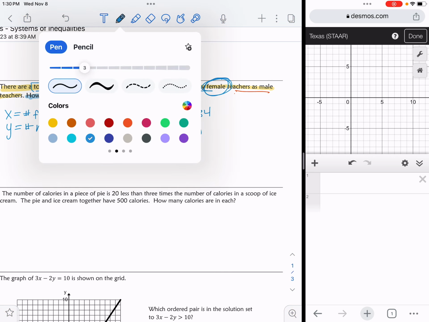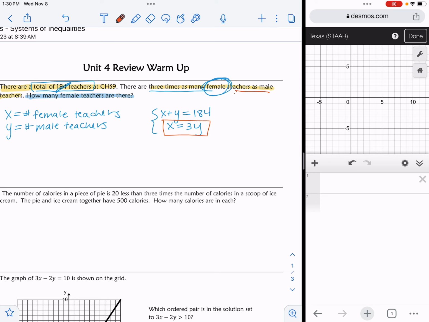Okay, and so this bottom equation is Desmos ready. As long as you have a variable solved for, you can type it into Desmos. And then the top equation, we can get it Desmos ready by either solving for the x or the y. To solve for the y, we're going to subtract x from both sides. And so now that one is Desmos ready. Y equals.